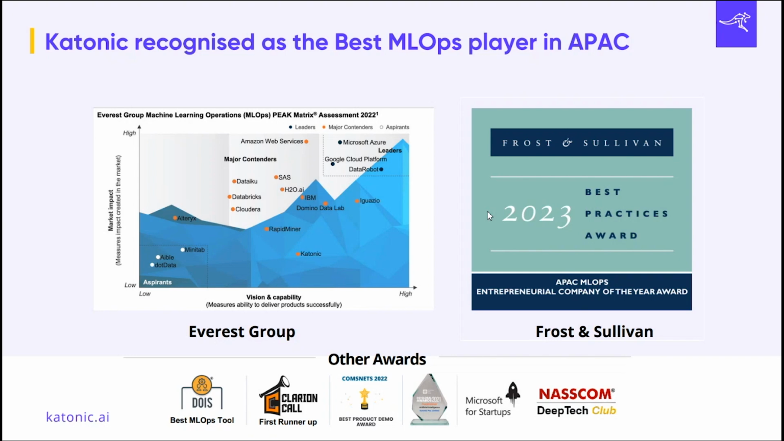Again, under the Everest Group machine learning operations, MLOps PEAK Matrix for 2022, we were actually among the major contenders in this MLOps field. So being very beginners in this zone, we still managed to be among contenders who have actually been in this race for many years. And again, recently we won the Frost and Sullivan Award for best practices in the year 2023. All these awards help us keep going and keep producing new features, enhance our features, and deliver better solutions to our customers.